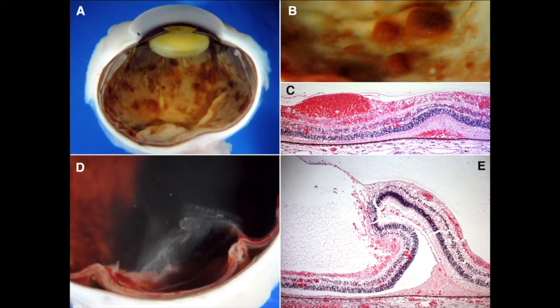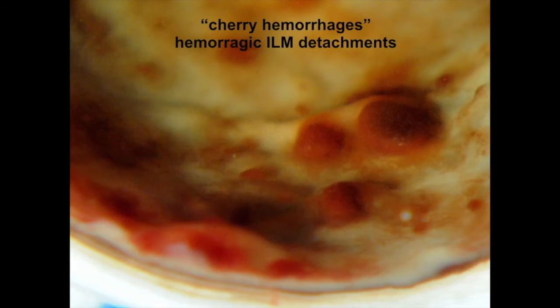Here we see some of the manifestations of that. Retinal hemorrhages too numerous to count that extend out to the ora serrata, that include these round so-called cherry hemorrhages, which are the hemorrhagic ILM detachments. There are also characteristic retinal folds, typically surrounding the fovea, and these are caused by vitreoretinal traction, seen in figure E.